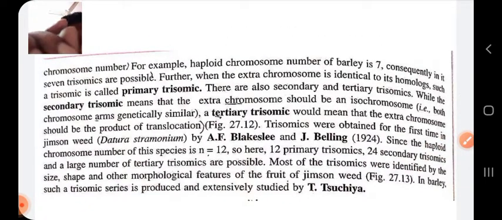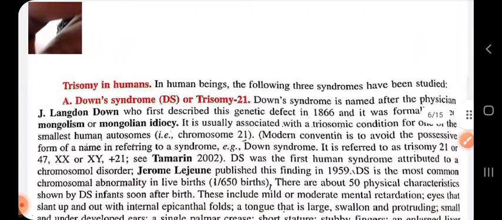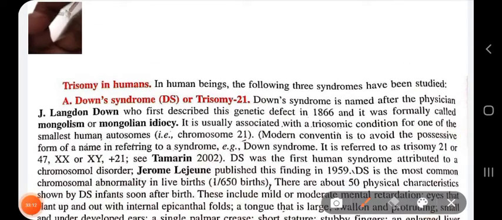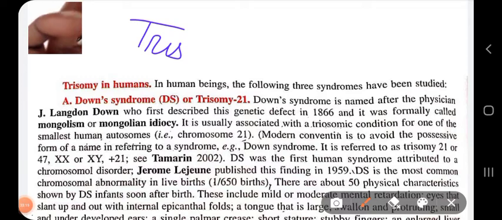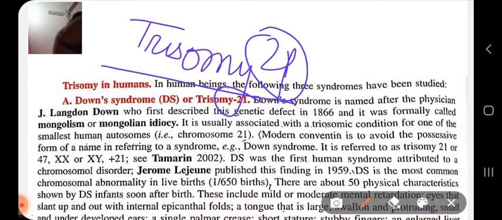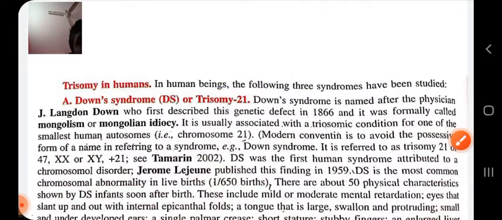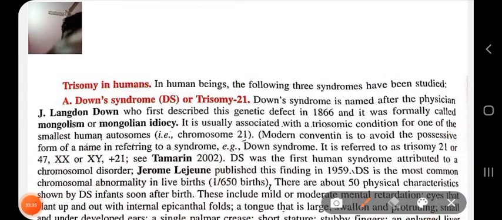Now let us see the examples of trisomy. Down syndrome means trisomy 21. That means there are three copies of your 21st chromosome, which is why it is named trisomy 21. Down syndrome is named after the physician John Langdon Down, who first described this genetic defect in 1866, and it is also known as Mongolism.